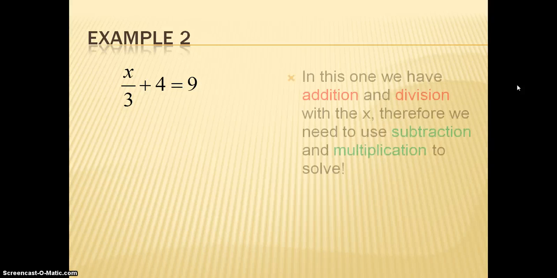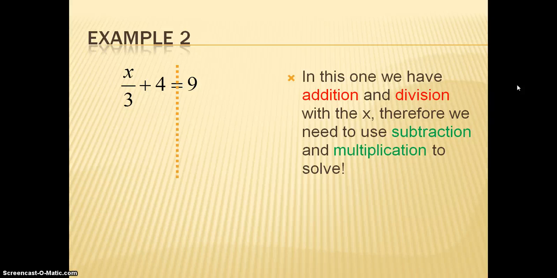Our second type is this one here where we have x over 3, or x divided by 3, plus 4. So in this one we have a division problem and we have an addition. In order to undo everything, we're going to need to use subtraction and multiplication. Just like we discussed, we're going to essentially do the opposite of order of operations. So that means I'm going to deal with the plus 4 first. The opposite of adding 4 is to subtract 4.